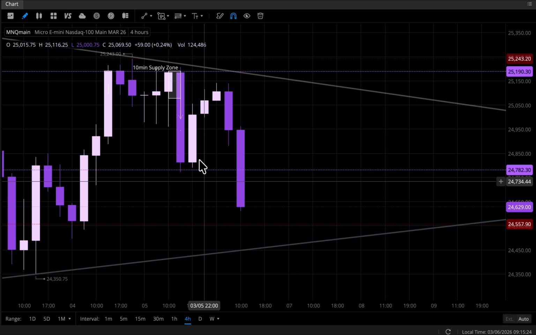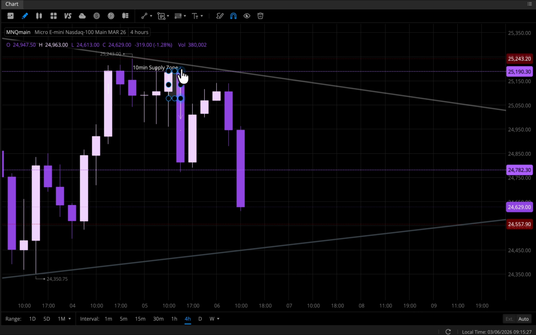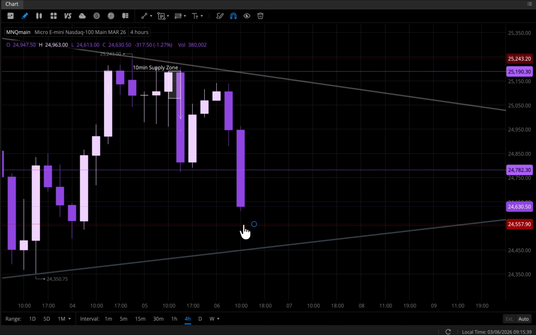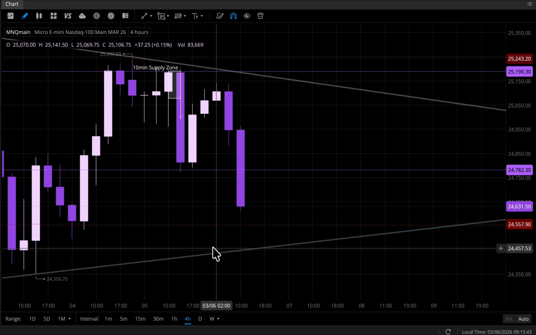Okay, so yeah, price came from up here, closed down here. Okay, so there was a zone on the 4 hour right here. Price came back, tapped the zone, and that's where this pressure came out. Looks like price is still pushing down.